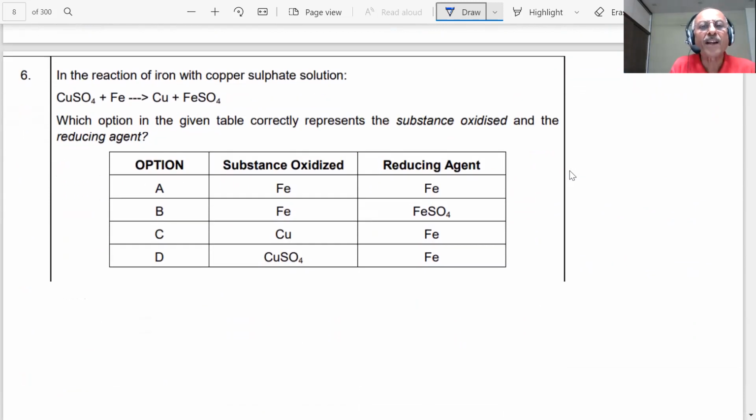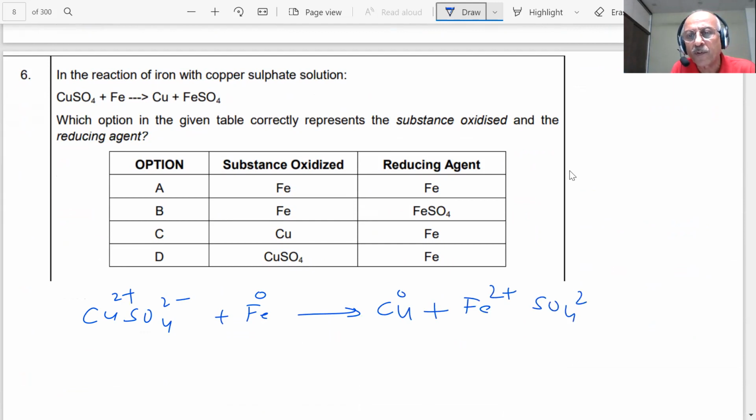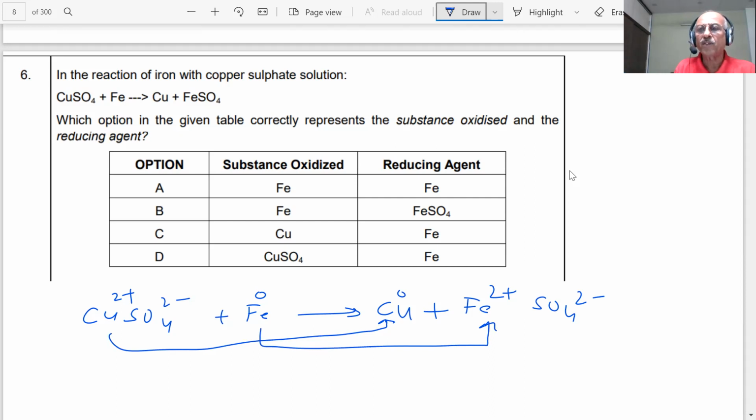In the reaction of iron with copper sulfate, as an example of displacement reaction, what is happening, student? You can see, if I say copper, I may represent it like this. These are the ions which are present, and iron has a zero oxidation state. This copper is 0, and you have iron 2 plus and SO4 2 minus, students. So what is happening? You can see copper 2 plus is getting converted into copper 0, and iron is getting converted into iron 2 plus, as you can see once we write.